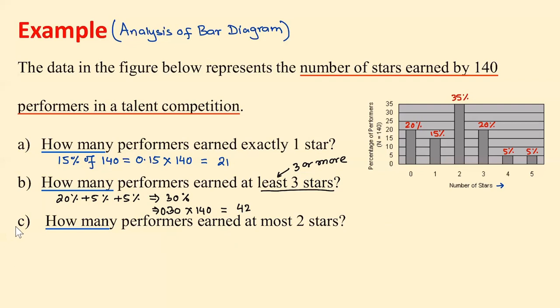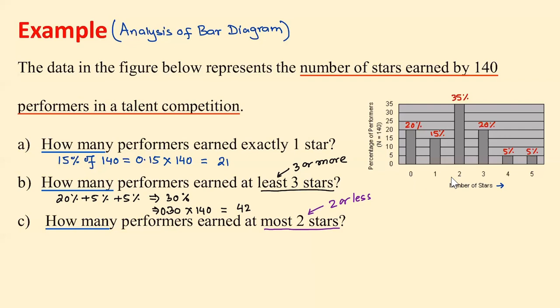Now let's look at part C. In part C, we are asked how many performers earned at most 2. So here we are looking for at most 2, maximum of 2, meaning 2 or less. When we say 2 or less, 2 and lesser than 2 are 1 and 0. That means we are looking for the number of performers who got 0, 1, and 2 stars.